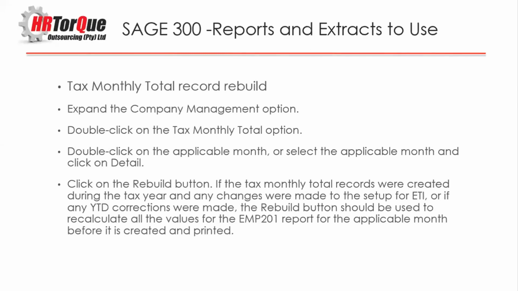When we start getting into the financial information within Sage 300, we often need to go back and rebuild the tax monthly total data, or the tax total monthly, depending on how your brain works and switches words around. To do this, we go to company management, then tax total monthly. We click on the applicable month, click on the detail, and then click on rebuild. So why would we do this? Well, if for any reason something has changed after the EMP201 has been paid, so ETI has changed, or we've got to recalculate the 201 because there's been a backdated change, that will allow the 201 to be rebuilt for the EMP501 declaration.